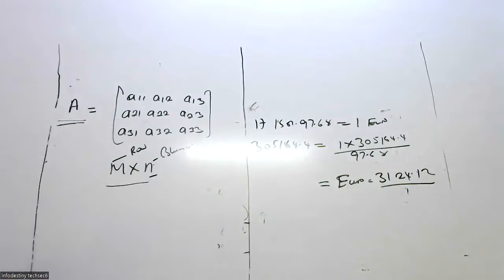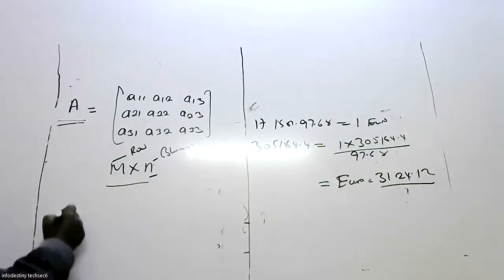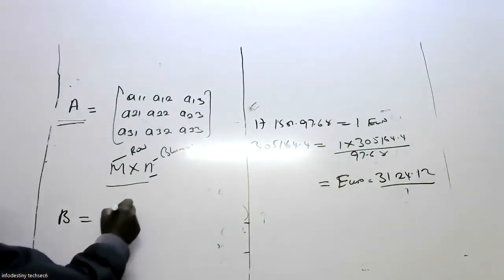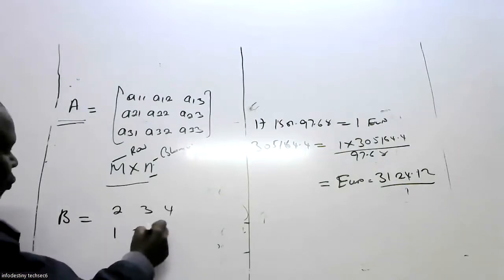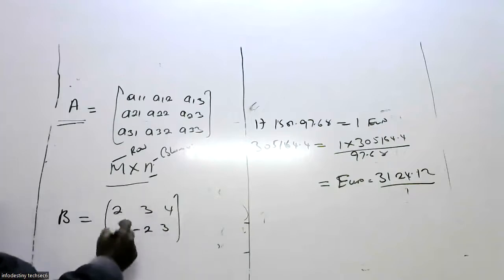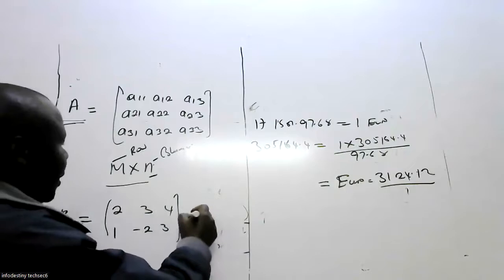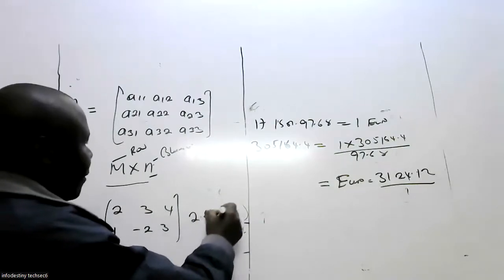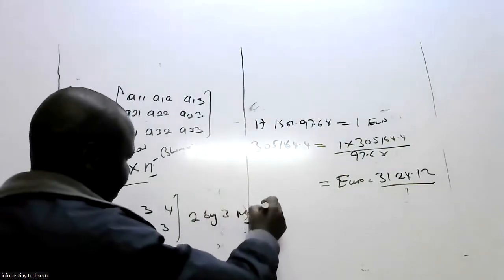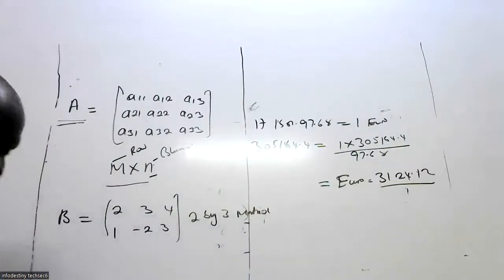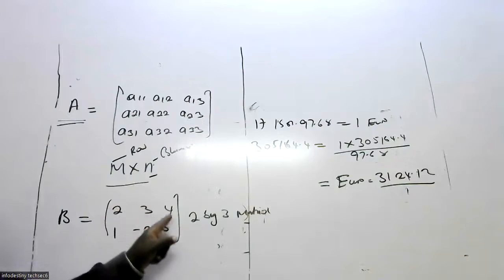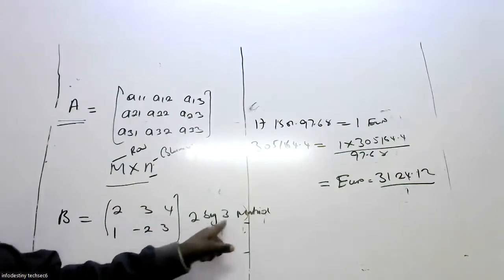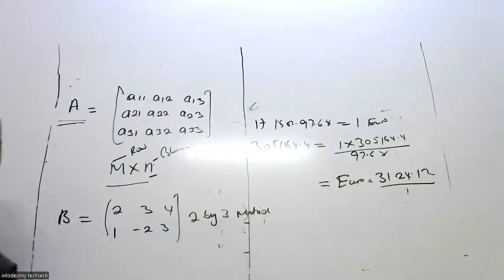Now, when you look at another order, maybe you can write this one. B equals 2, 3, 4, 1, negative 2, and 3. If you are told what's the order of this particular matrix, it is going to be a 2 by 3 matrix. That's the order for the matrix. We are together. We count the rows 1, 2, columns 1, 2, 3. We start with row and then column. So you continue.